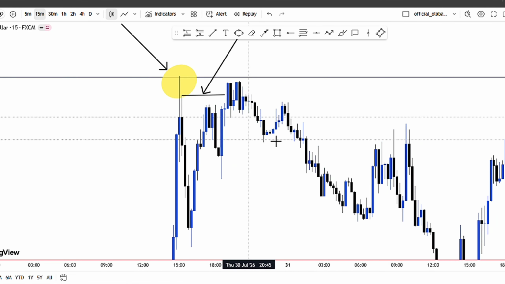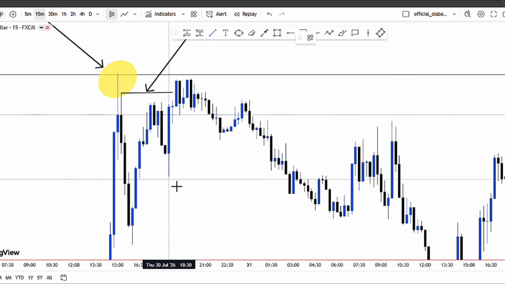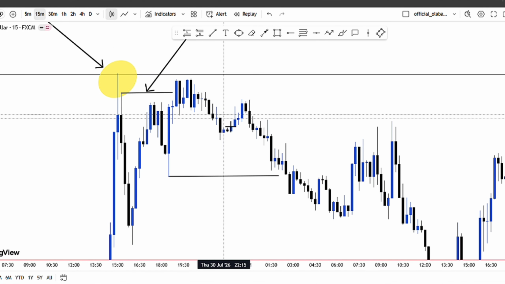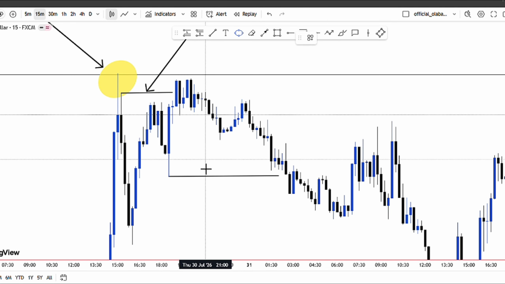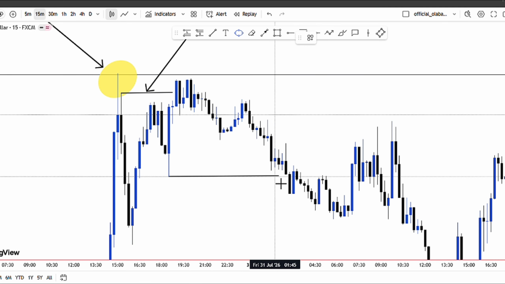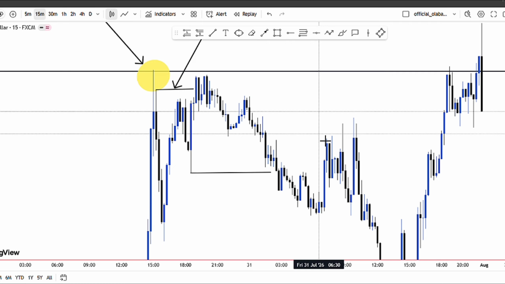So where's the break of structure here? This is our break of structure. The last low, this is the last low before this push up here. You see how price took it out. This is our break of structure right here. And only then do we want to be interested in this thing.